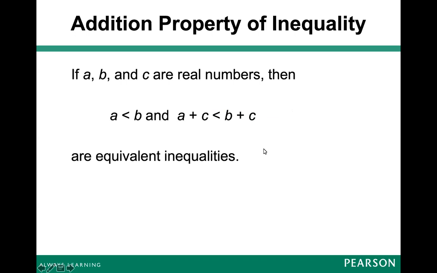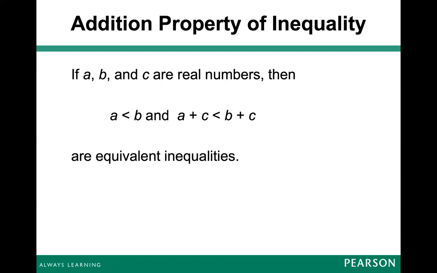All right, now to solving inequalities is similar to solving equations. There's one big difference, which we will get to on the next slide. This part works exactly the same. This is called the addition property of inequality. And it says that if A, B, and C are real numbers, then A is less than B, and A plus C is less than B plus C are equivalent inequalities. In other words, they have the same solution set.